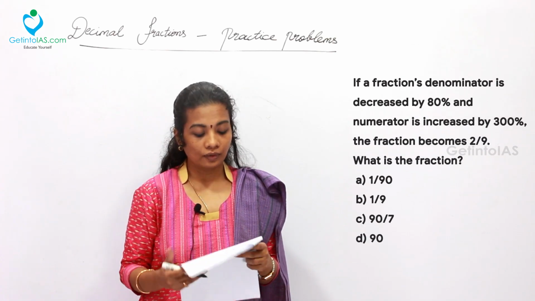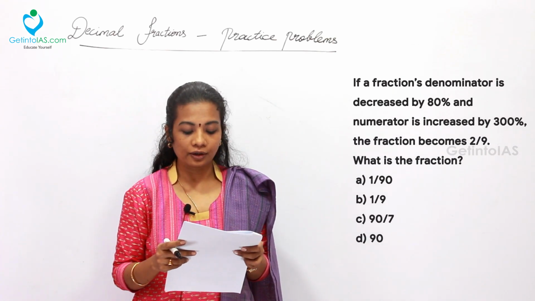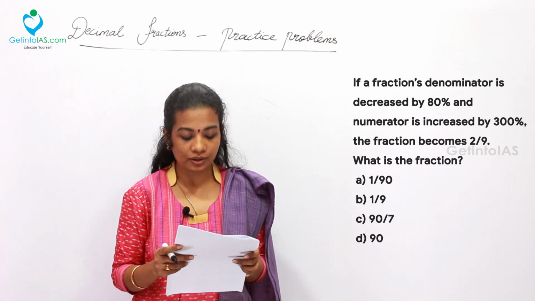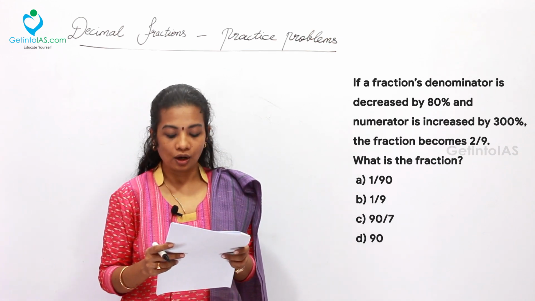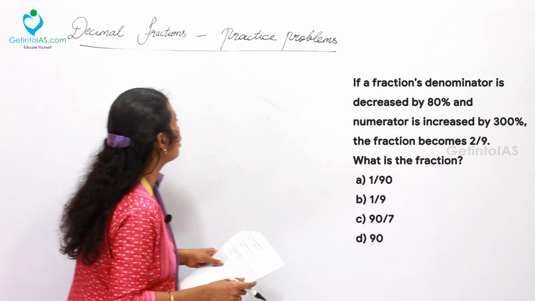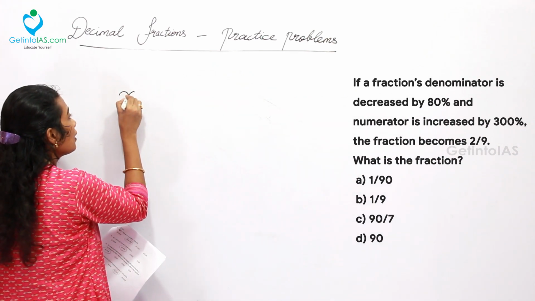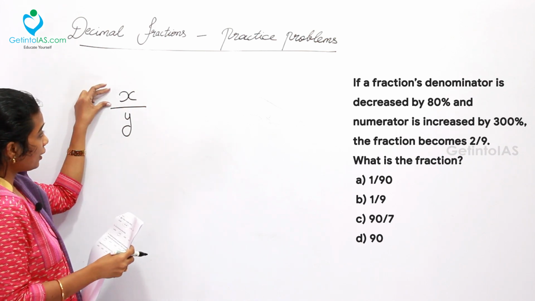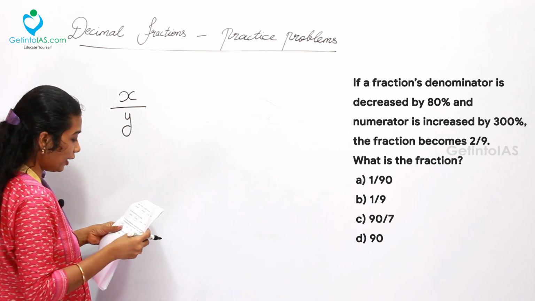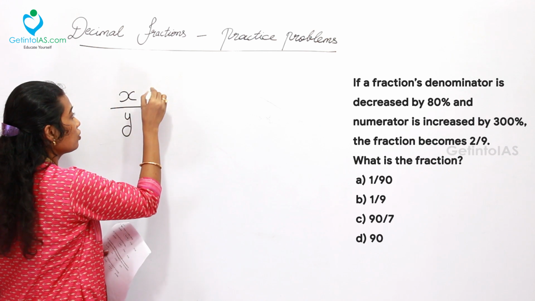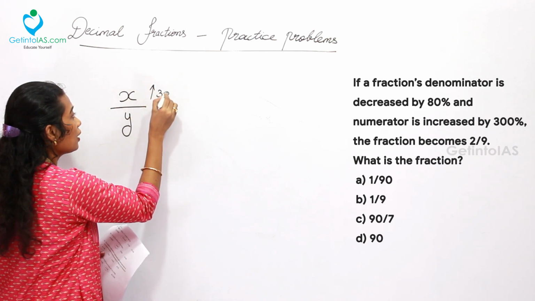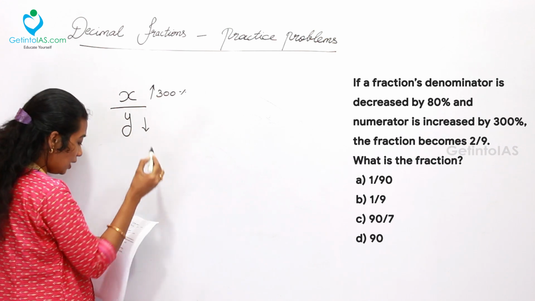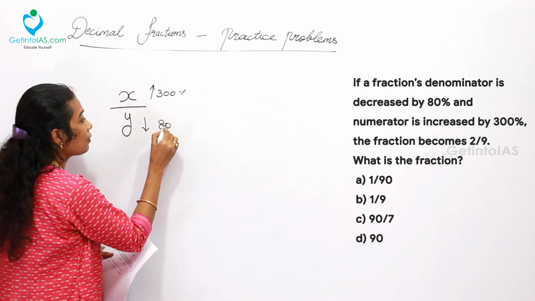The next question. If a fraction's denominator is decreased by 80% and the numerator is increased by 300%, the fraction becomes 2 by 9. What was the fraction? So here the fraction you can say it was x by y at first. The numerator is increased by 300%, and the denominator is decreased by 80%.